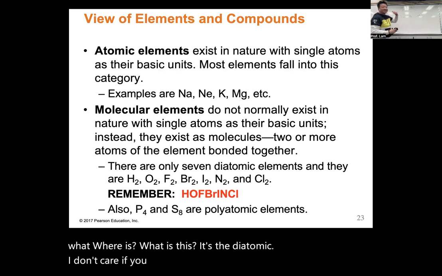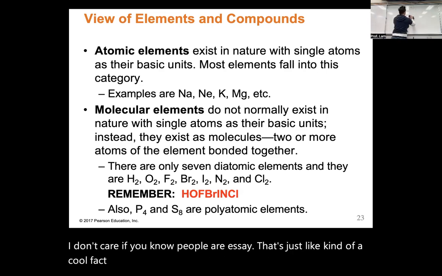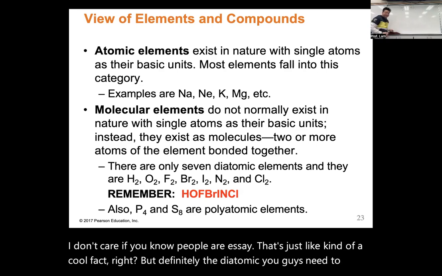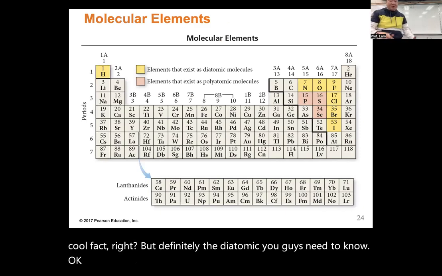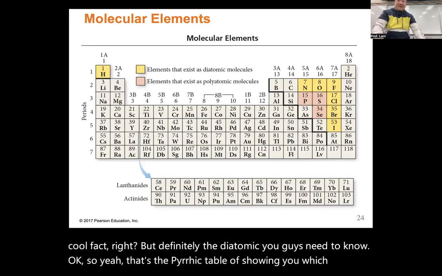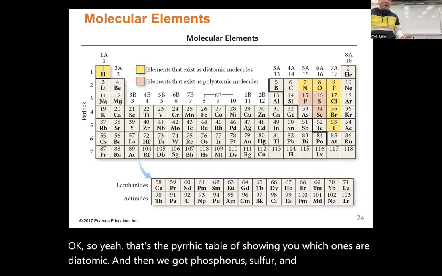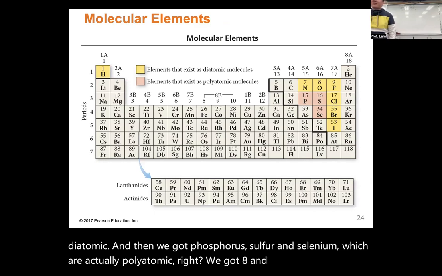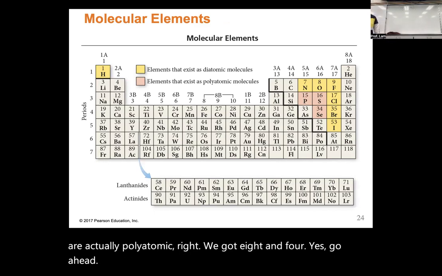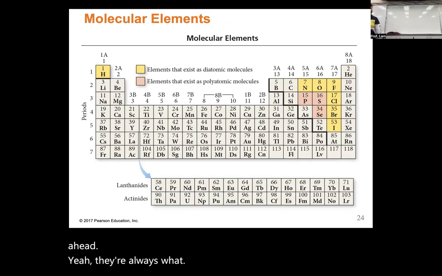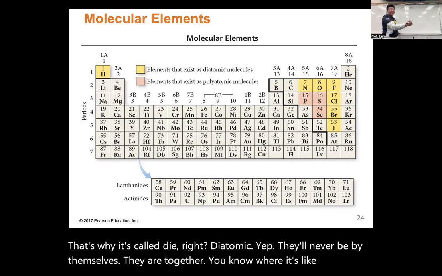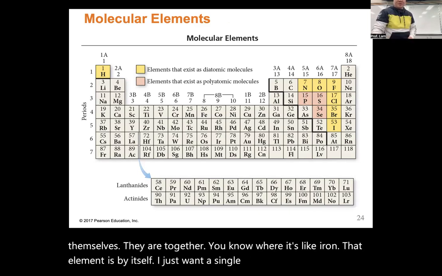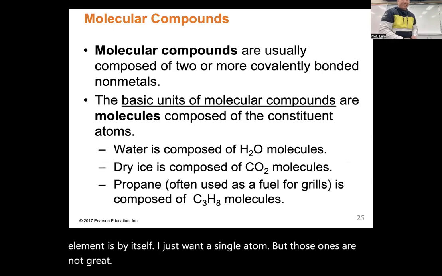I don't care if you know P4 or S8. That's just kind of a cool fact. But definitely the diatomic ones, you guys need to know. That's the periodic table showing you which ones are diatomic. And then we've got phosphorus, sulfur, and selenium, which are actually polyatomic. We've got 8 and 4. Yes, go ahead. Yeah, they're always what? That's why it's called di, diatomic. Yep. They'll never be by themselves. They are together. Whereas like iron, that element is by itself, just a single atom. But those ones are not.